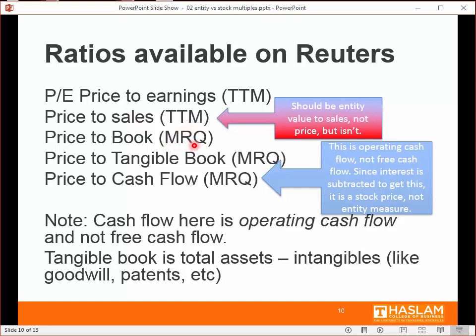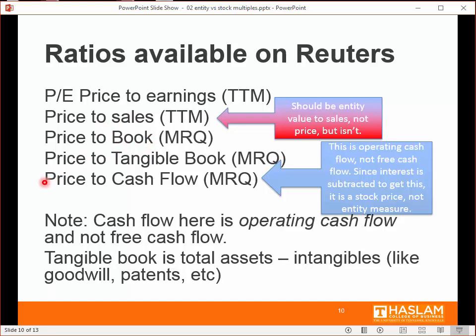Price to book value of equity, MRQ, means most recent quarter. So book value is measured as of the most recent quarter. I'll talk about tangible book in just a second, but that's also most recent quarter, and those make sense, provided tangible book is tangible book value of equity. And this book is also book value of equity.